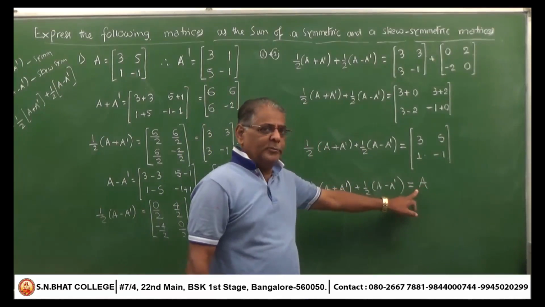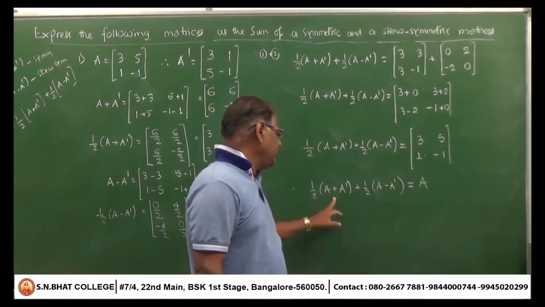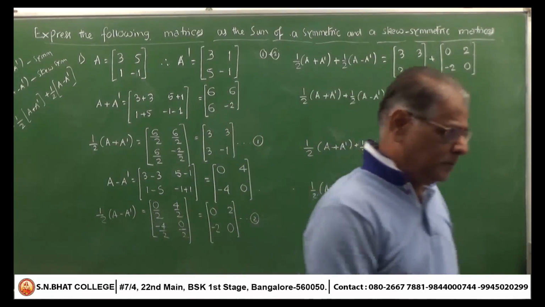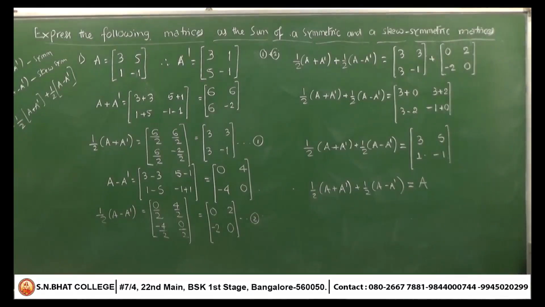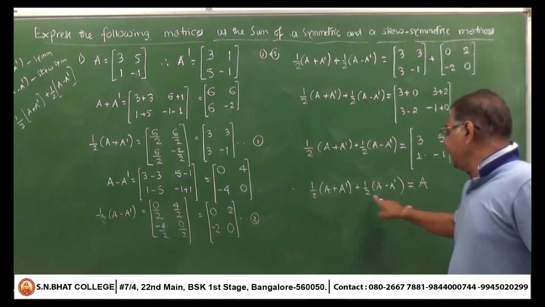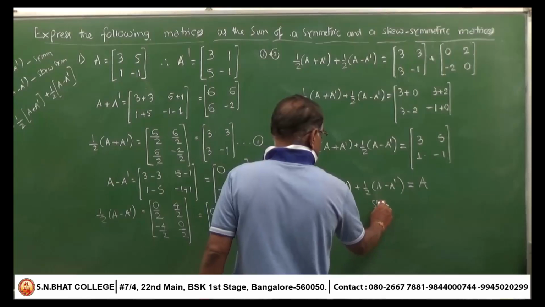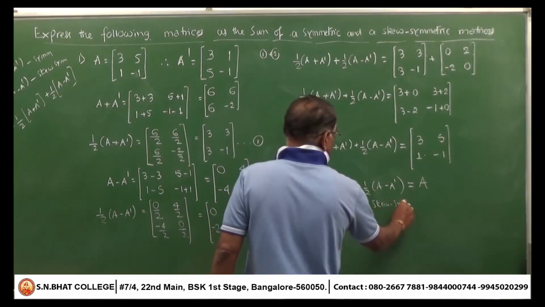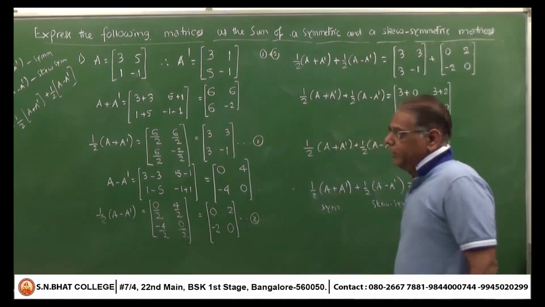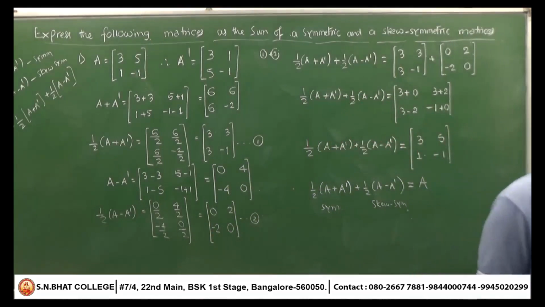That is, we have expressed the square matrix A as sum of symmetric and skew symmetric matrix. We have shown that half into A plus A transpose plus half into A minus A transpose is equal to A. That means we have expressed A as sum of symmetric and skew symmetric. Half into A plus A transpose is symmetric. Half into A minus A transpose is skew symmetric.